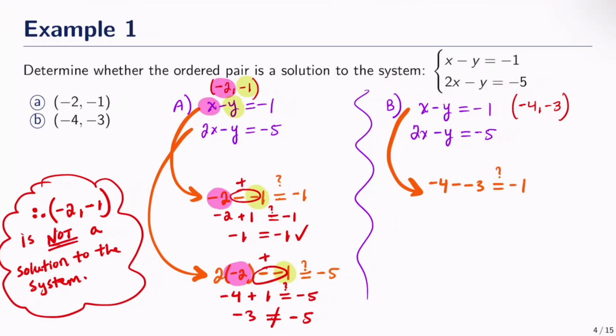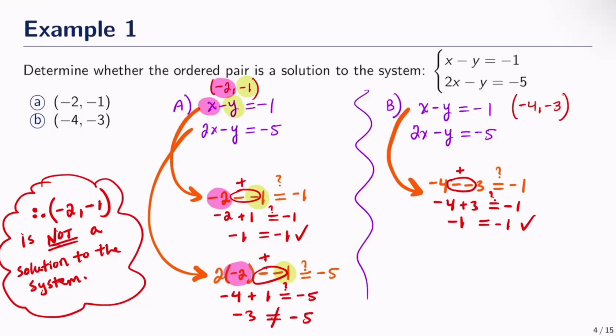And I'm not going to color code this time so that you guys have to pay a little closer attention. Two negatives next to each other give us a positive, and so we have -4 plus 3. Well, -4 plus 3 gives us -1. So once again, that first linear equation indeed works.